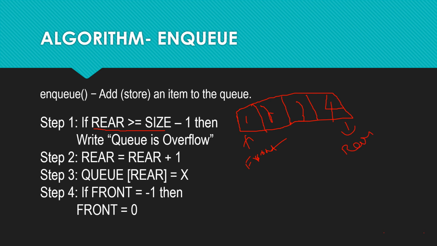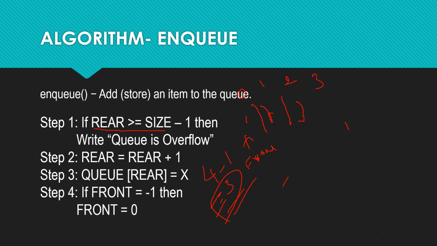As per my condition, if the rear is greater than or equal to size minus 1, that is, my size is 4 minus 1, which is 3. So the index value of that queue will start from 0, 1, 2, 3. So my rear point is greater than or equal to size minus 1. So it satisfies this condition, and I can write the queue is overflow, that is, no place to insert a new element in my queue. So that I am writing like this.